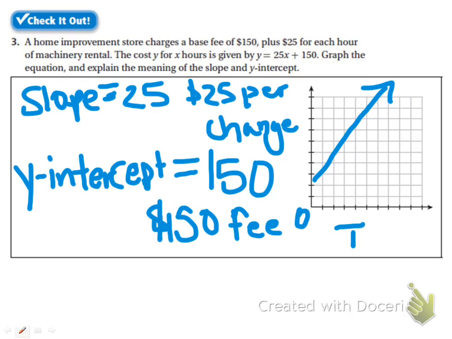And this should be the time. And this should be the cost. And these are increments of 5 this way. And then this would be $200 here.